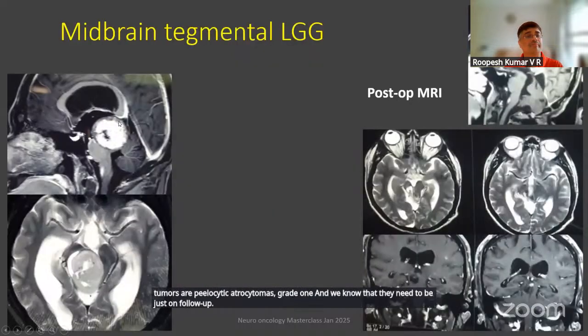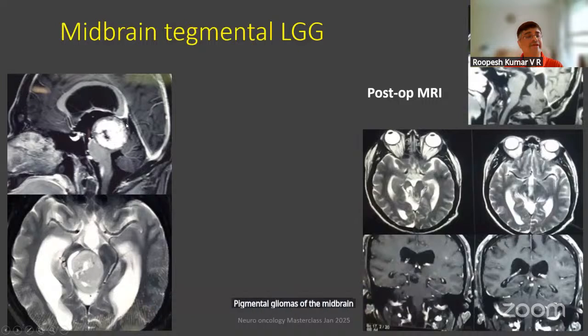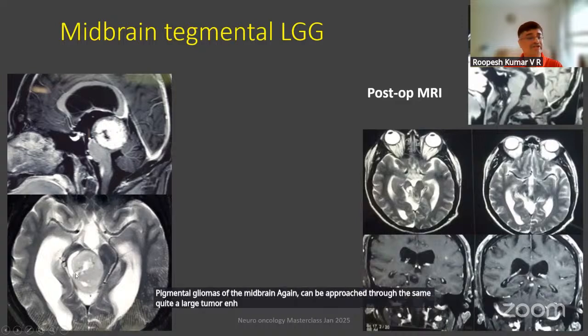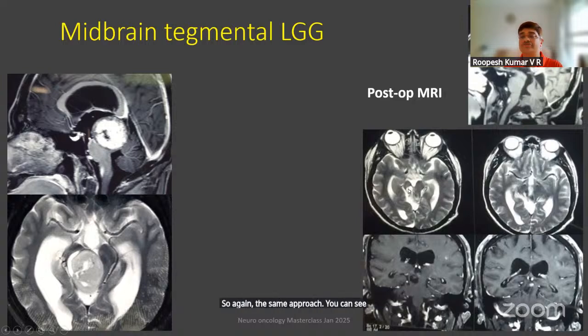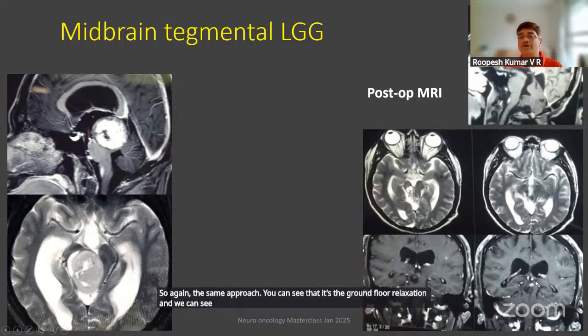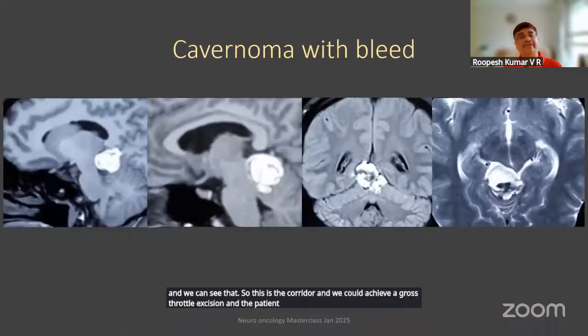Tegmental gliomas of the midbrain again can be approached the same way. It's quite a large tumor. Enhancing, again, it is a pilocytic astrocytoma. We can see that it almost bisects the midbrain, and it's almost reaching the anterior intercrural cistern. So again, the same approach, we can see that it's a gross total excision. So this is the corridor, and we could achieve a gross total excision, and the patient initially had a tough time, but then he improved after 3 months to a significant independent level.